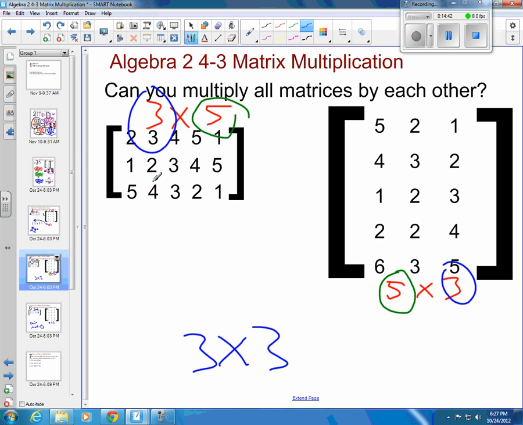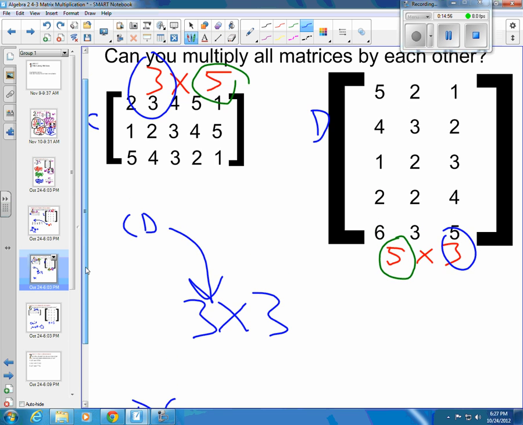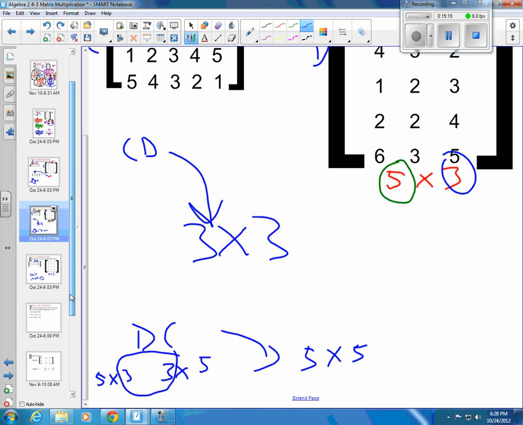So same thing with this one. If this was a 3 by 5 and this was C and this is D, CD would end up with a 3 by 3 for its answer. What would happen if we took DC? Well, D is a 5 by 3, and C is a 3 by 5. Can you multiply them? Yes, you can multiply them, but the resultant will end up being a 5 by 5. So you're going to get different answers. The commutative property is not going to get you the same answer anymore when we talk about matrix multiplication.